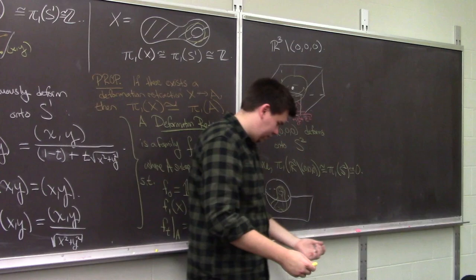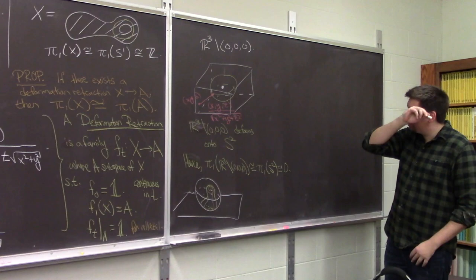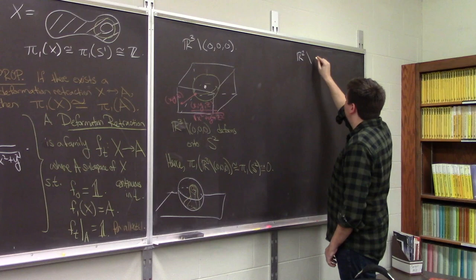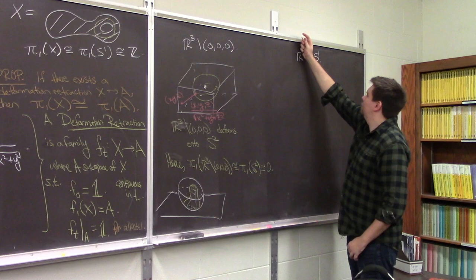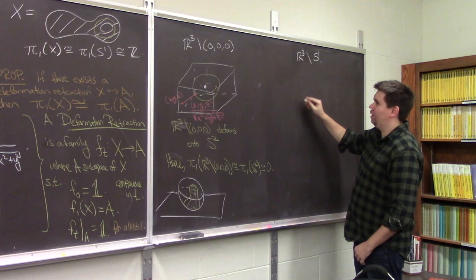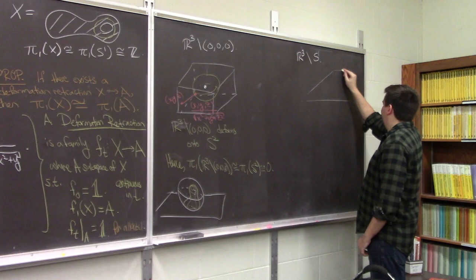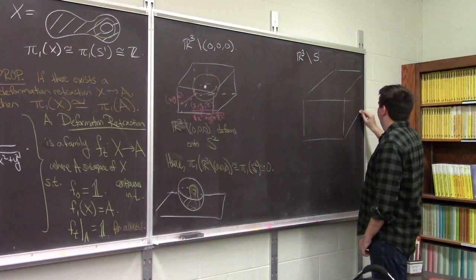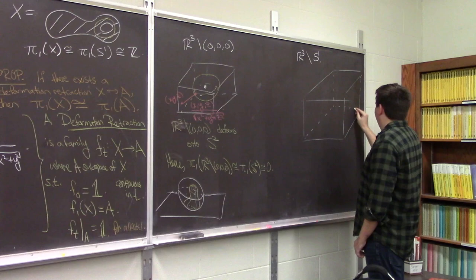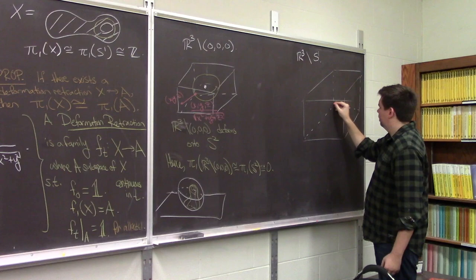One more example. We're just going to do lots of examples today, but we're building up to something. What if we took R2 and subtracted a circle? Not R2, sorry, R3. So what do I mean by that? Here we have some three-dimensional space. This is where we have to stretch our thinking a little bit. But then we drilled out some circle.